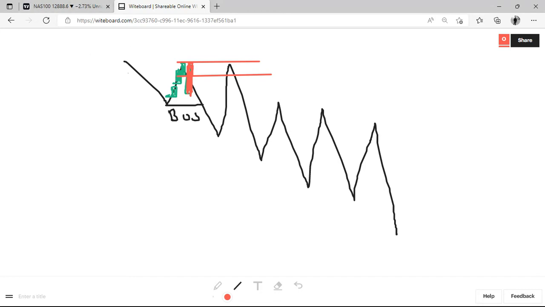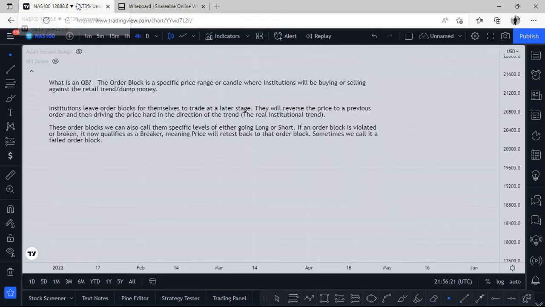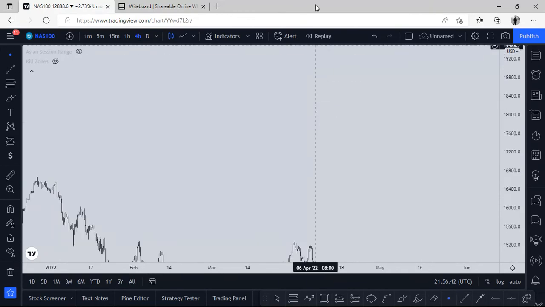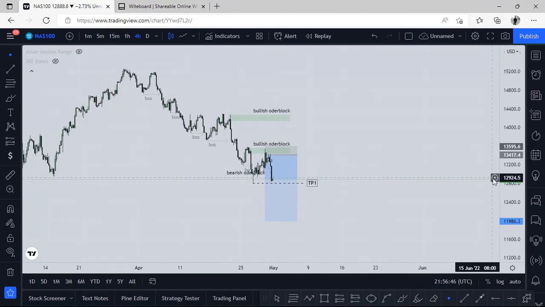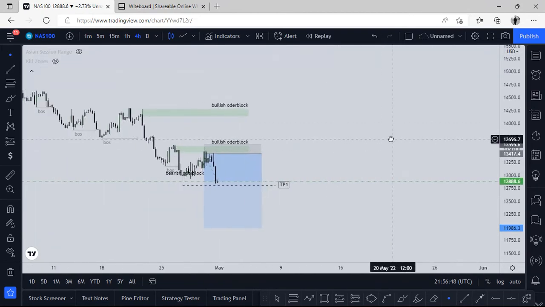Okay, so after that being said, we just know how order blocks work. It's so simple. So let me just go into the chart, then I will explain how order blocks work. Okay, so this was a trade I was in last week.